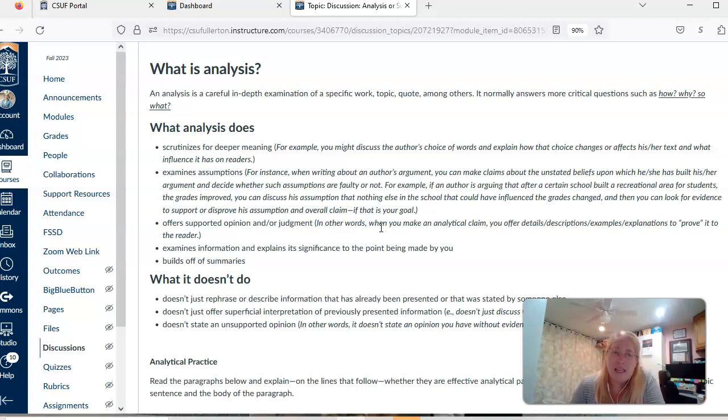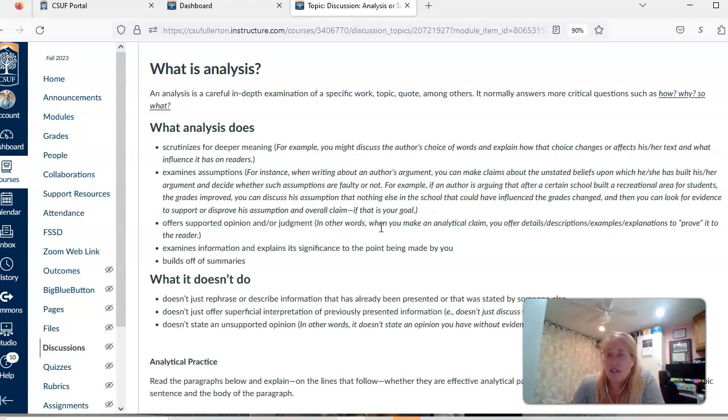So what the analysis does is it scrutinizes the article that you're reading for deeper meaning. It examines assumptions. So what assumptions was the author making with their concept? So this is where the conceptualization worksheet comes back into play, right? That author used specific terms and they conceptualize them in specific ways, and they assume that you, the reader, are going to read it the way that they have conceptualized it. If it's clear and if they've conceptualized well, then you will. But if it's not clear, then you might take it in a different way.